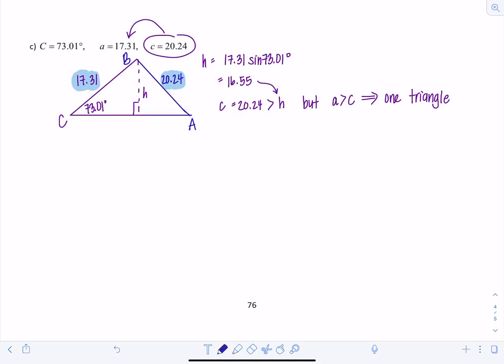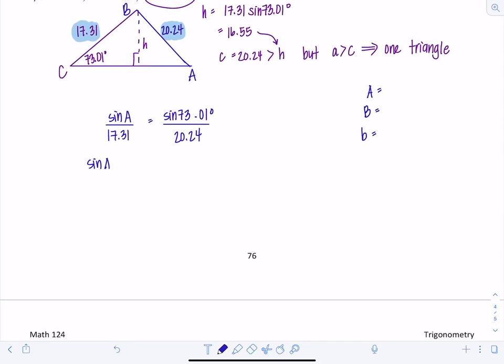Okay, so how to solve? Well, we're going to use the law of sines. I need to find angle A, angle B, and side B. Always list your answers nicely in a box. So let's find angle A first. That means sine of A over 17.31 is equal to sine of 73.01 degrees over side C, which is 20.24. And this means sine of A equals 17.31 times sine of 73.01 degrees divided by 20.24. I don't want you to round at all. Enter everything in the calculator and then take sine inverse of that. Make sure you're in degrees, and A should come out to be 54.88 degrees.